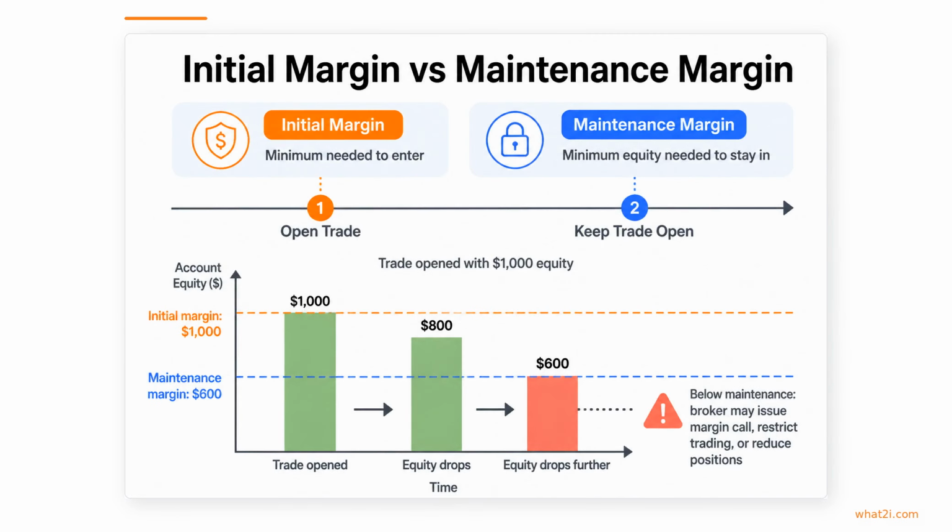Two margin terms matter at different moments in a trade. Initial margin is the minimum you need to open the position, while maintenance margin is the minimum equity you need to keep it open, and if your equity drops below that maintenance level, the broker may step in.